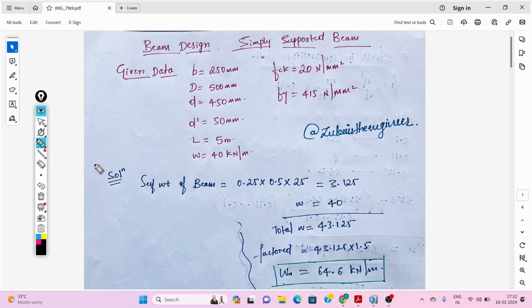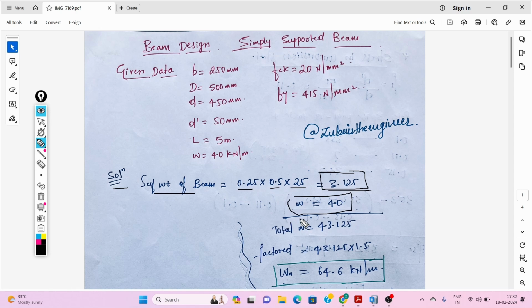Okay, so here first of all we need to find the self weight of the beam. The solution is, self weight of the beam is width of the beam into depth of the beam into density. Okay, width and depth into density. If you calculate this, 3.125 is the self weight of the beam, and this 40 kilonewton per meter is the service load acting on the structure.